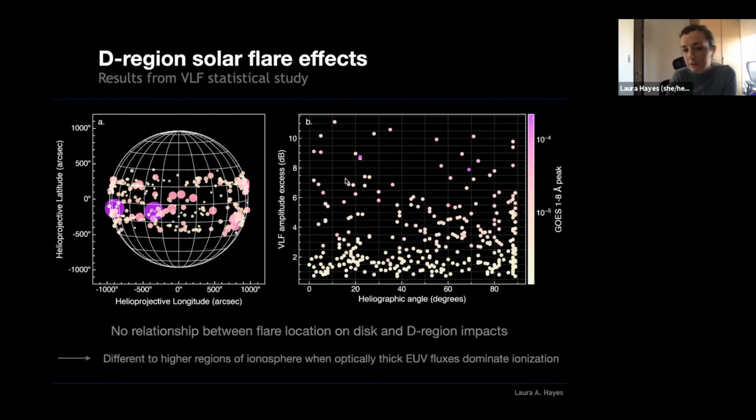If we looked at the F region, for example, you would actually see a turnover here, because as you go closer to the limbs, you have opacity effects of the EUV emission. But of course, this makes sense in terms of X-ray emission, because X-ray emission is optically thin. So we're not going to see a center-to-limb variation with X-ray emission. It really doesn't matter if the flare is occurring on the limb or on the center of the disc. So that's another takeaway and another difference between the D region and the upper region.